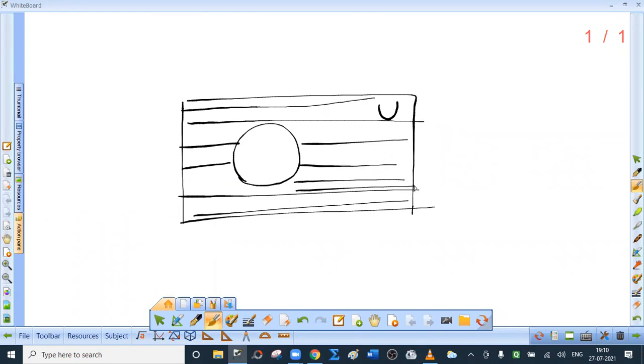So this is A dash. This is A dash. Now I will tell you the importance of considering the complement of the event. Basically, we will be using this in probability.